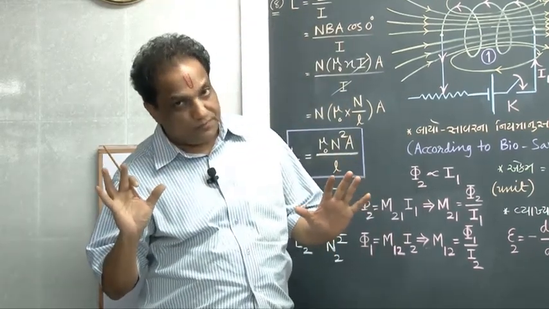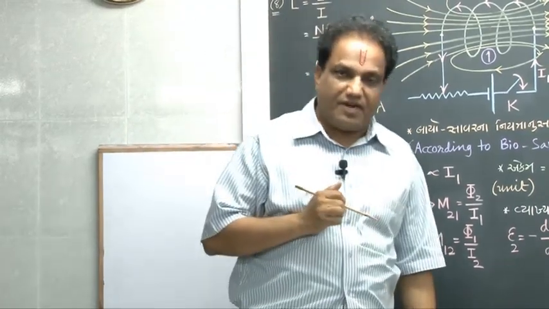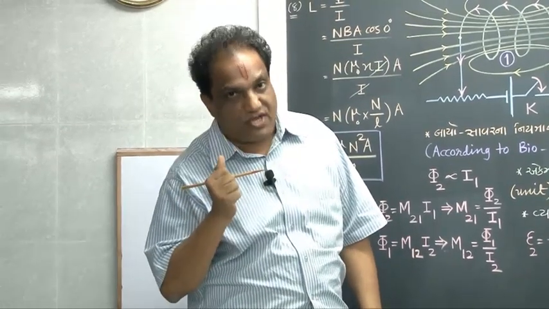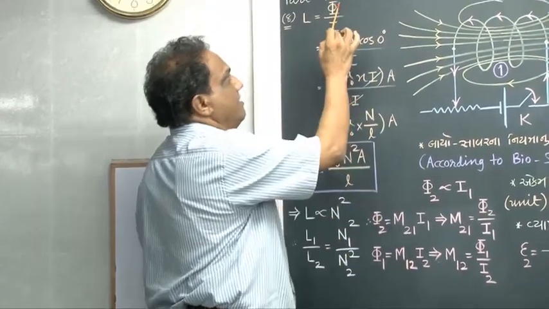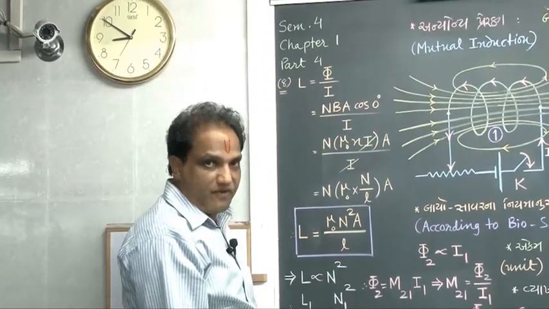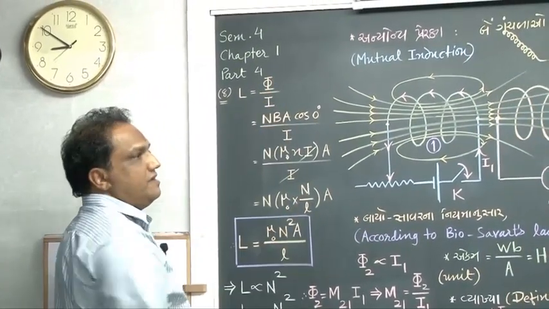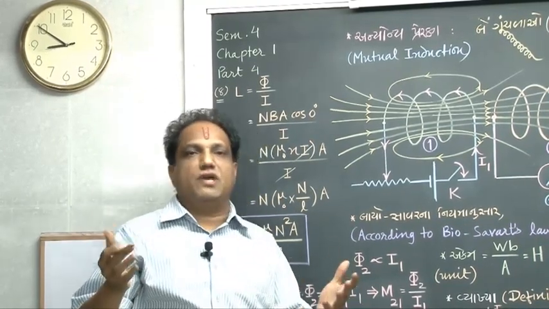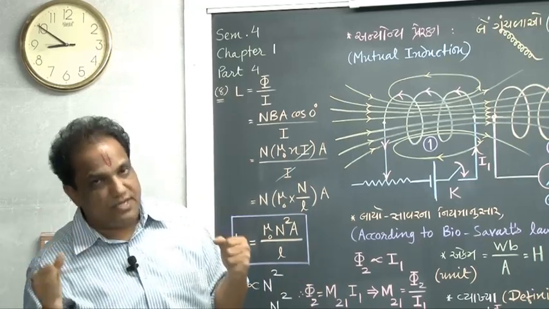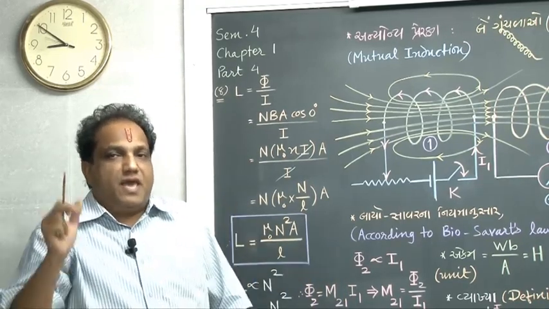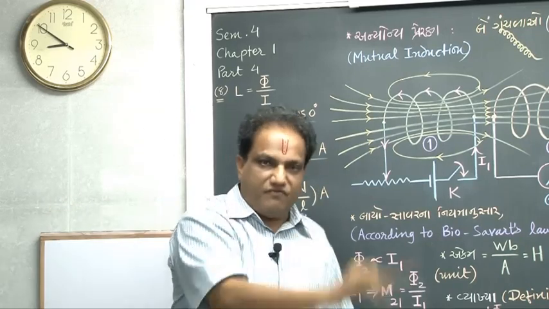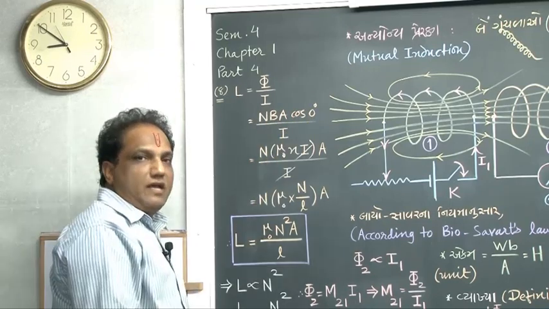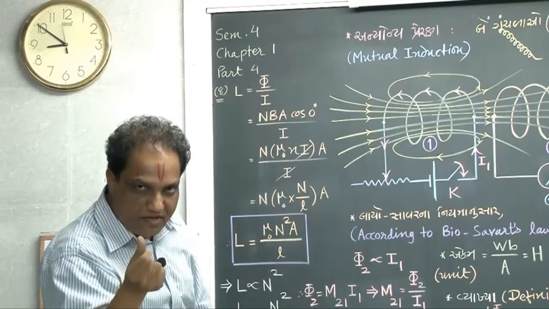Very simple. Look, what was the symbol for self-inductance? Capital L. What was the formula from basic definition? It was capital Phi upon capital I. Fine. What is capital Phi? It is total magnetic flux linked with a solenoid having capital N number of turns. And what is the formula for that magnetic flux? NBA cos theta, where theta is angle between vector A and vector B.